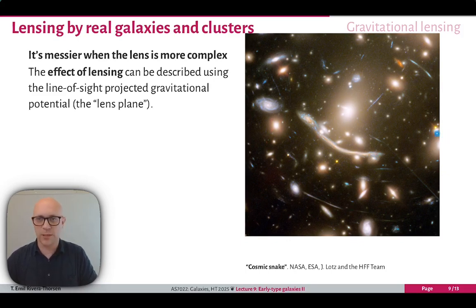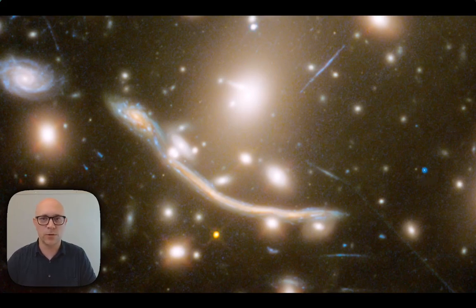For example, we can take a look at this quite famous object here called the cosmic snake. It is a rather old observation, but we can see that here we have an image of the galaxy, and here we have another gravitational lensed image of the galaxy.